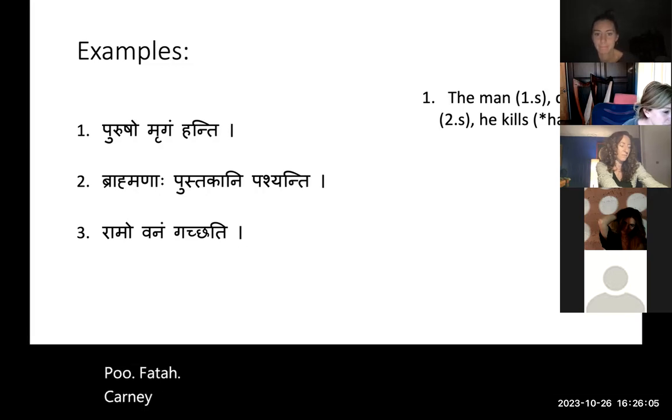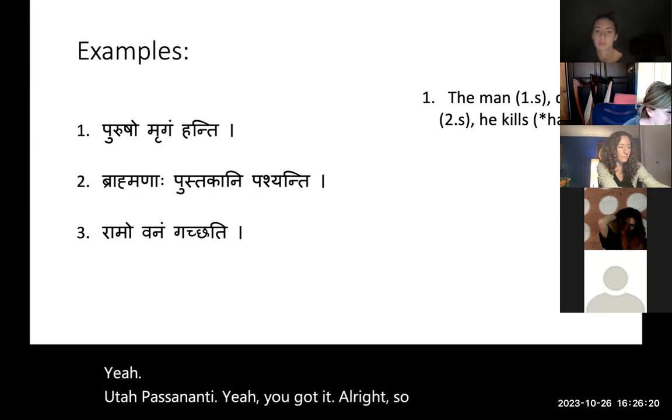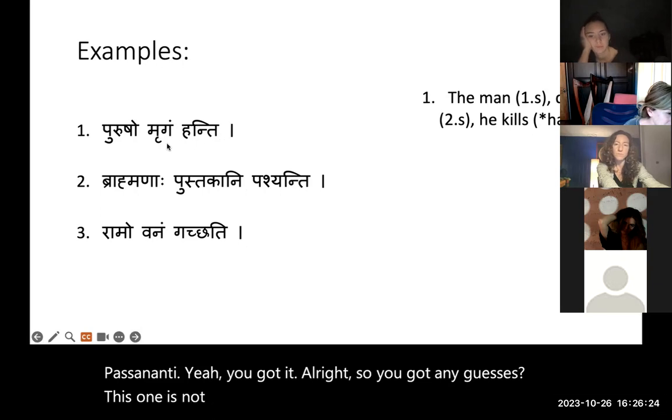Pustakani. Yes. Pasyanti. Yeah, you got it. All right, so you got any guesses? This one is not being mean like the last one. This one is regular.